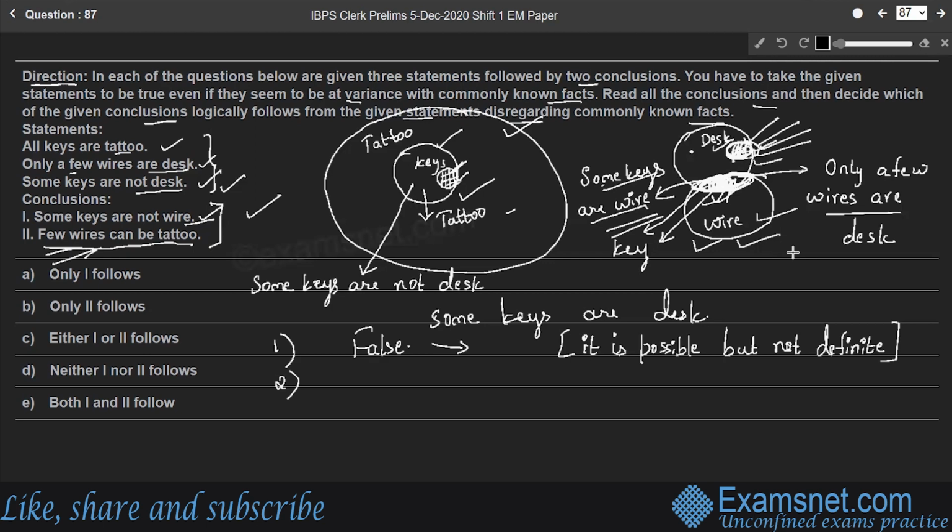Therefore, few wires can be tattooed, which is possible. So this is a true conclusion: few wires can be tattooed. So the possibility is possible. What is the possibility here? The possibility is if the portion of keys, this shaded part, is included in the intersection part of desk and wire. This is possible as there is no definite relationship between wire and tattoo. True, possibility is possible.